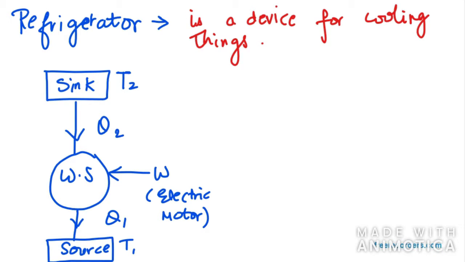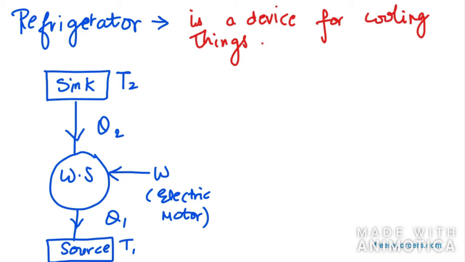So I'm starting with refrigerator today. This is under, again, thermodynamics. This is my sixth lecture on thermodynamics. So the refrigerator, as you all know, is a device for cooling things. As simple as that.